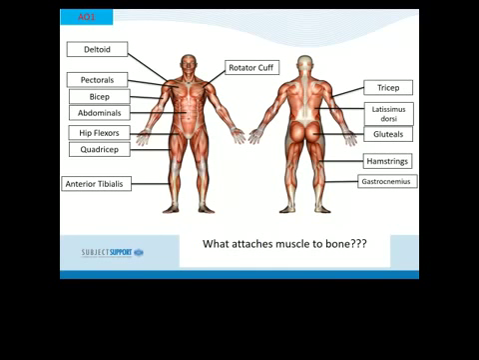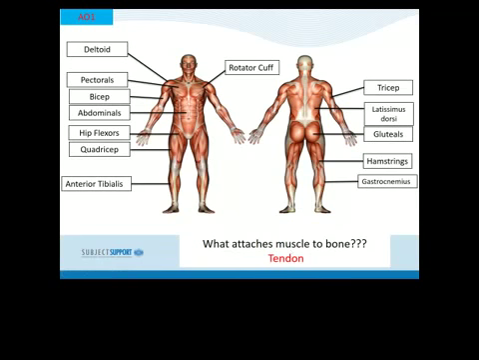It is important that you understand the difference between what attaches muscle to bone and what attaches bone to bone. So hopefully you've already discussed that and it's come up that muscle attaches to bone via the tendon, okay, and then bone to bone is ligament. So ligaments are always around the joints and the tendons are on the end of the muscles.